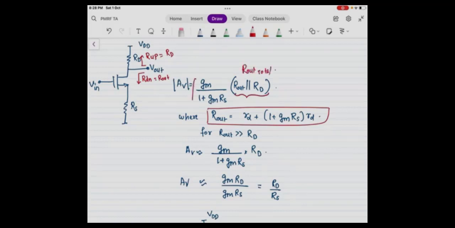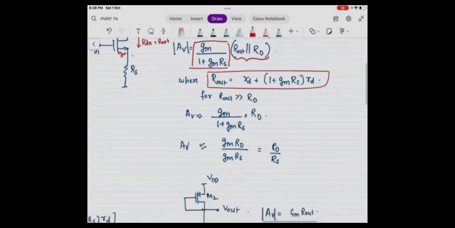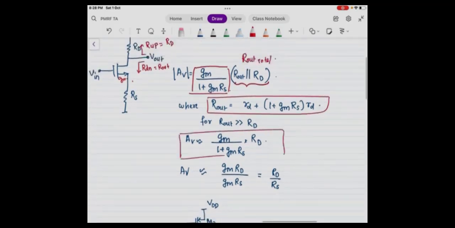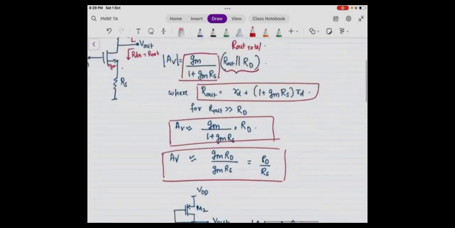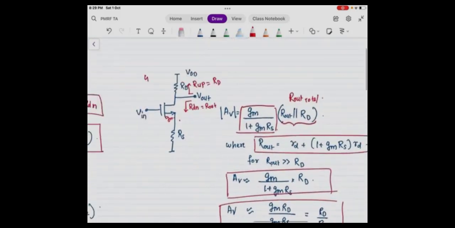So let me write it as R out total. And GM, we have seen that GM will be degenerated, so GM1 is degenerated by the RS. So that will be constant. You can solve the small signal and you see it is the same thing, because only RD has come in parallel. So it goes on like this, and you arrive at this equation, which can be approximated as RD by RS. If R out is very much greater than RD, which will be the usual case because of the multiplying gain to RS, then GM by 1 plus GM RS into RD can again be simplified as RD by RS. This was the fourth configuration.